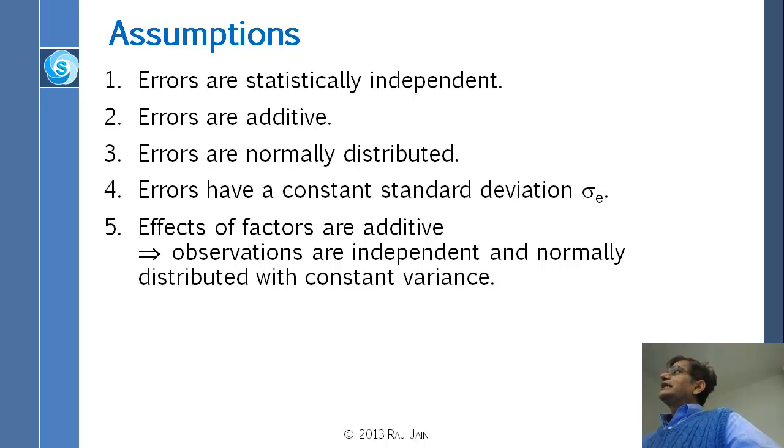right? And if you make all these 5 assumptions, then your conclusion is that the observations are independent and normally distributed with a constant variance. And all of these formulas that we did, the confidence and statistics and this and that, are all based upon these 5. So we have to verify these 5. So how do we verify these 5?